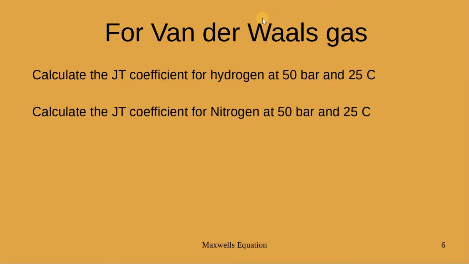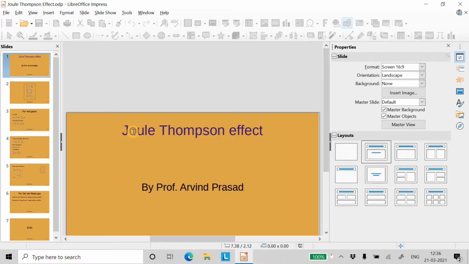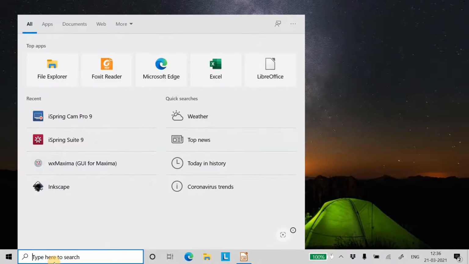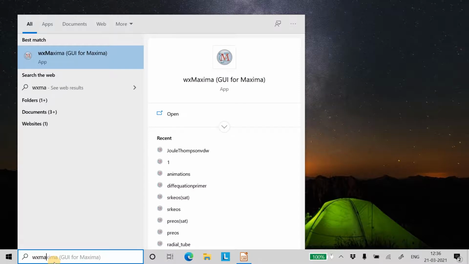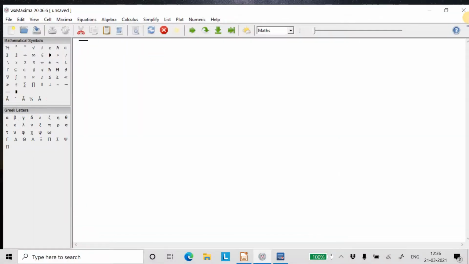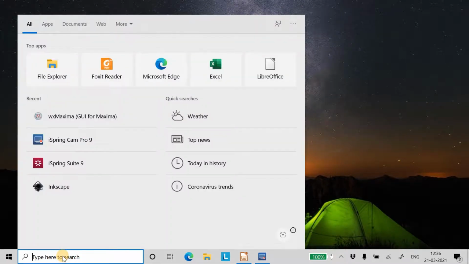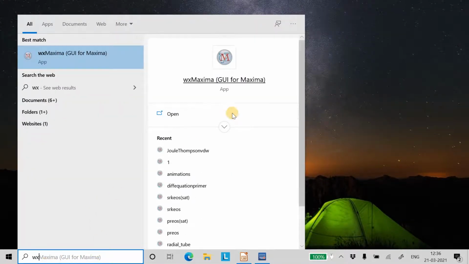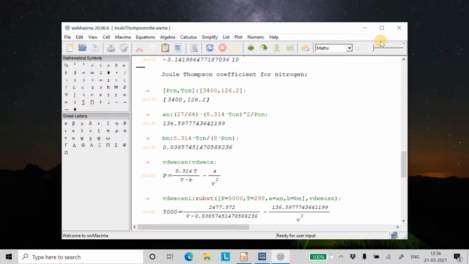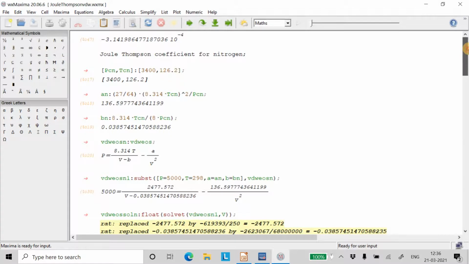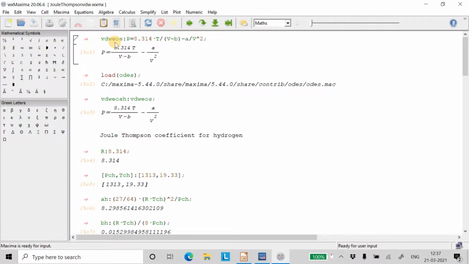Now, what we can do is open a workbook in Maxima. The workbook is already ready, so I shall demonstrate it. There goes the demonstration. The van der Waals equation of state is P is equal to 8.314, that is R, into T over V minus B, minus A upon V square. So this is the van der Waals equation of state.